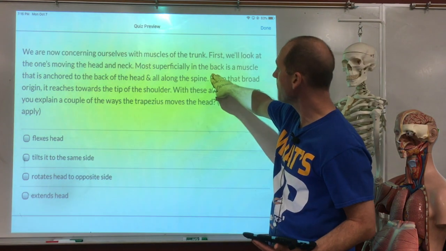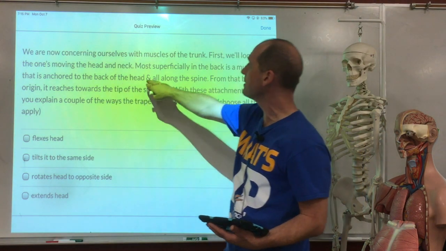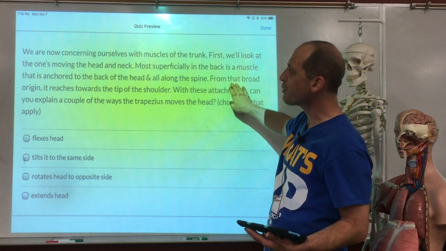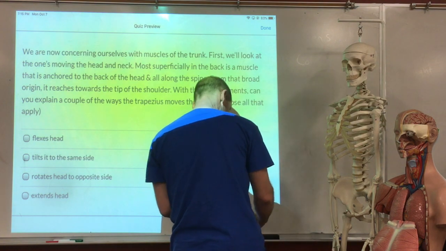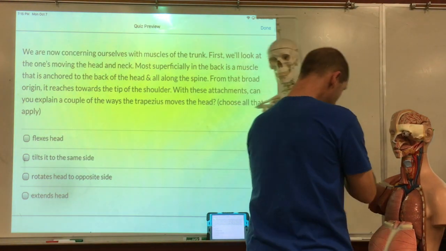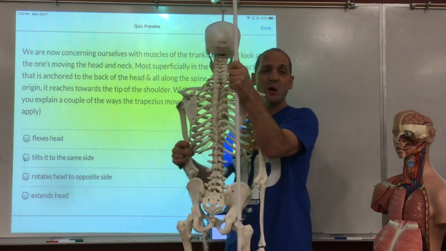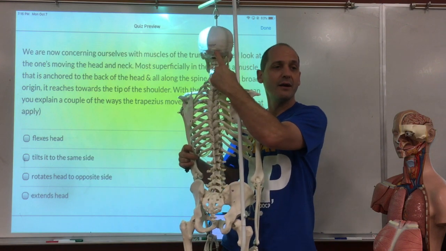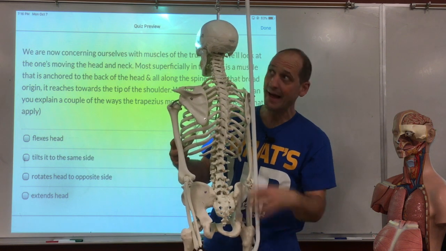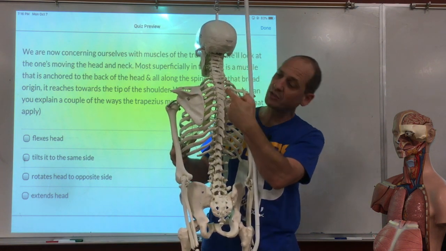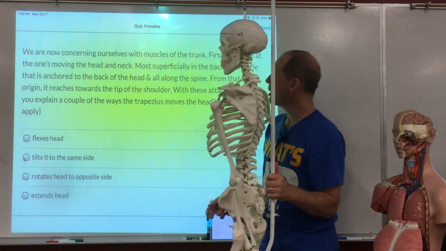Most superficially, in the back is a muscle that is anchored to the back and the head along the spine from that broad origin. So that's all the way from here, all the way down to here. Or here, on this one, from all the way here. What's this part called up here? Oh yeah, we just did that, huh? It's from the EOP. That's why I did that. All the way down on the spinous processes, all the way down where the last rib attaches. That's that muscle.